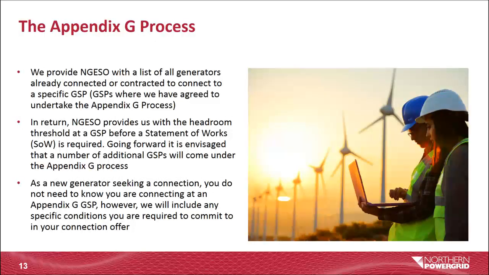The Appendix G process. Recently, Northern Powergrid are working with National Grid ESO, and the new Appendix G process is where we provide to the ESO a list of all generators already connected or contracted to connect to a specific GSP. Strictly speaking, GSPs where we have agreed to undertake the Appendix G process. The reason for this is to enable our customers and stakeholders to receive a view from National Grid of the availability of headroom before a statement of works mod application is required, and there are costs in relation to that the generator or customer would be required to bear.